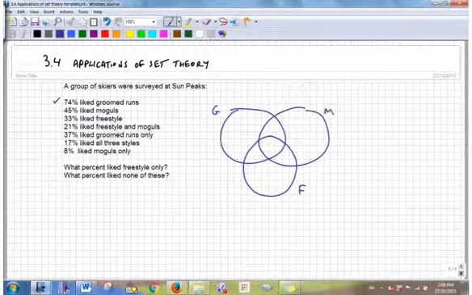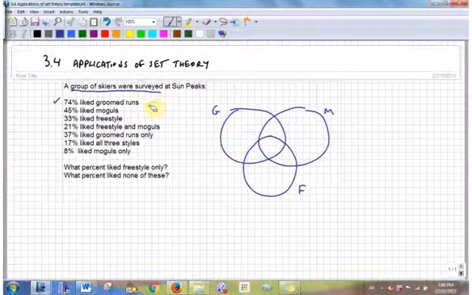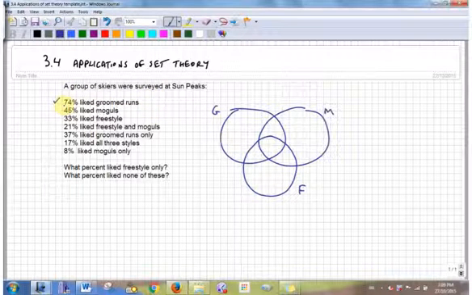74% liked groom runs. First of all, what does percent mean? Percent means out of 100. I don't know how many people were surveyed. 50 people? Was it 100? Was it 1,000? Was it 5,000? I'm not sure, but again, what does percent mean? It means out of 100, 74 out of every 100. So why don't we just pick a nice number and call it 100? Why do we need to consider anything else? All right, so if it was 100 and 74%, that means it's just 74 people, and I don't need to worry about the percent.